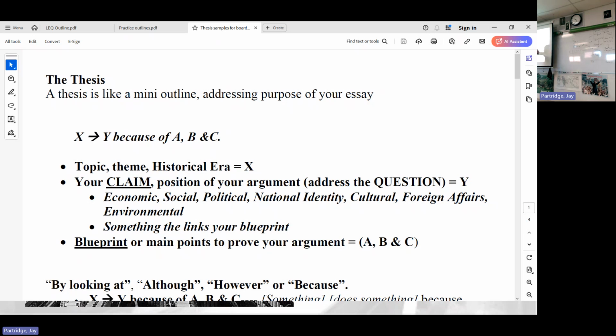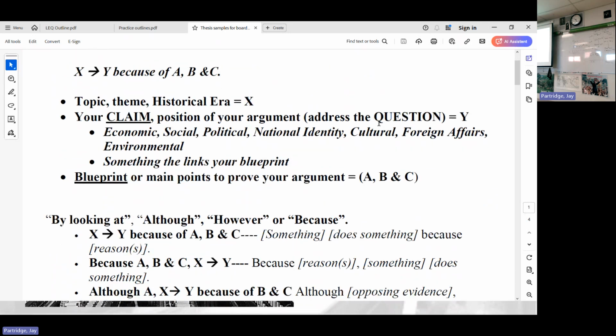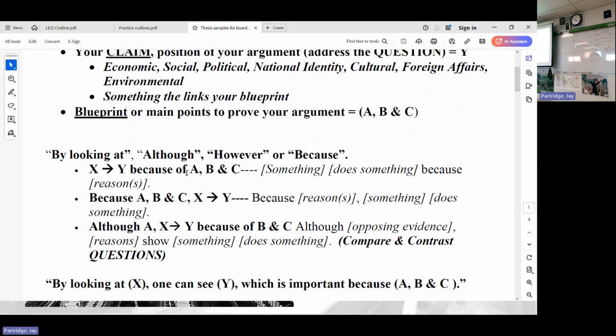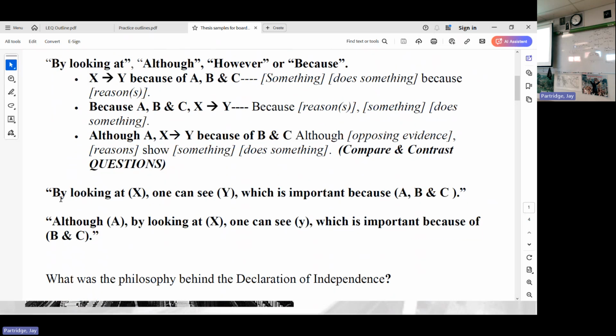Okay, so let's get back to the thesis statement. Then because of that, and you can use words like by looking at, or although, or however, or because of, things like that. Let me jump right to another point. And I have this on Teams so you can look at it. But X because of Y because A, B, and C, or simply something does something, X does this because of these are the reasons. That's it. Another one. By looking at X, one can see Y, which is important because A, B, and C. Or A and B if it's a four-paragraph essay.